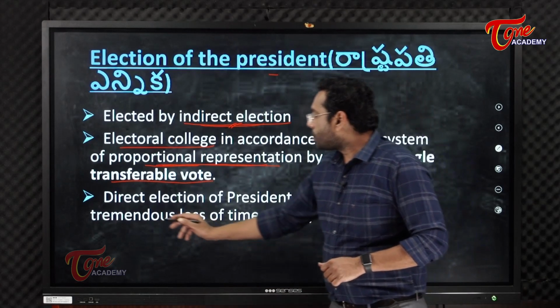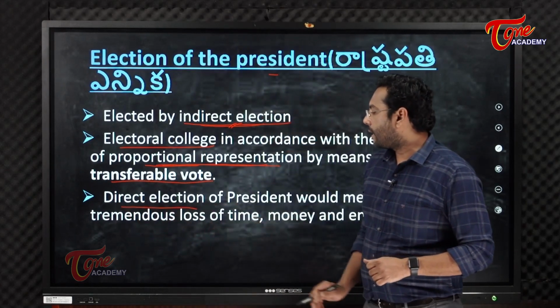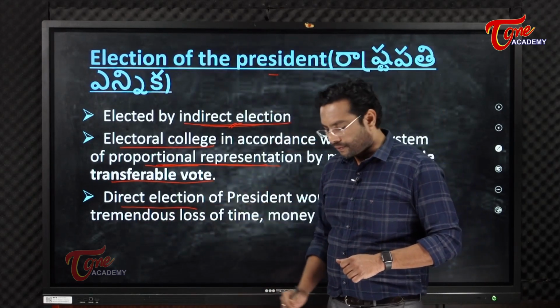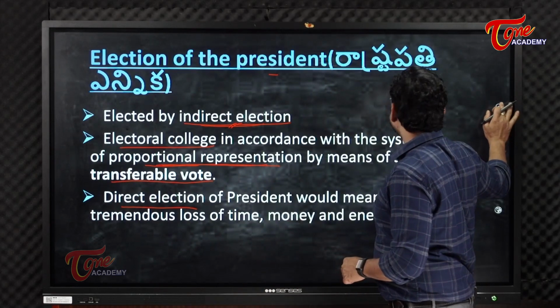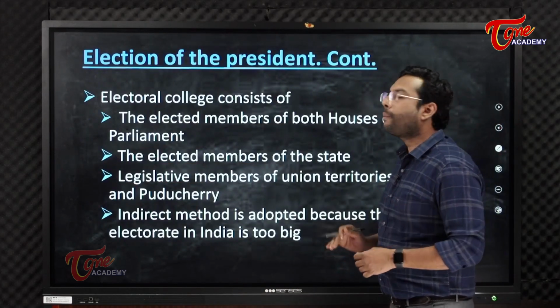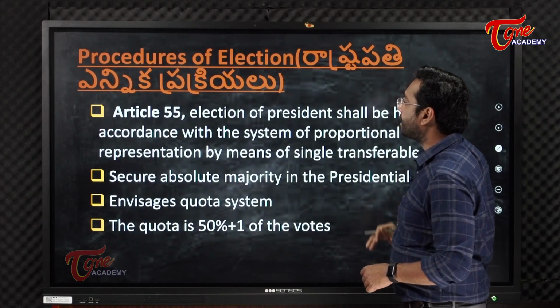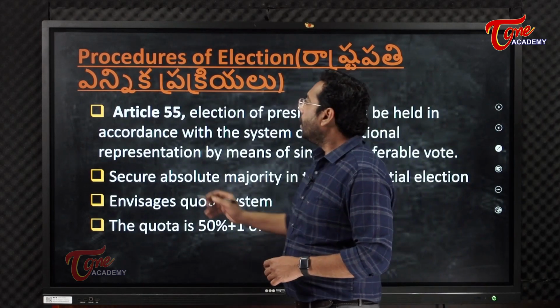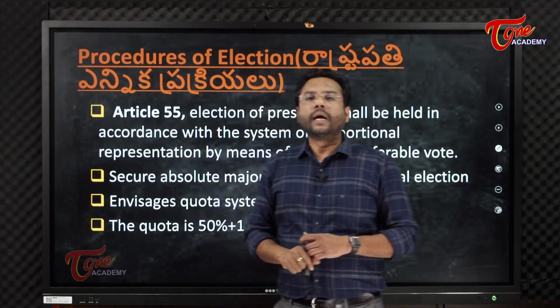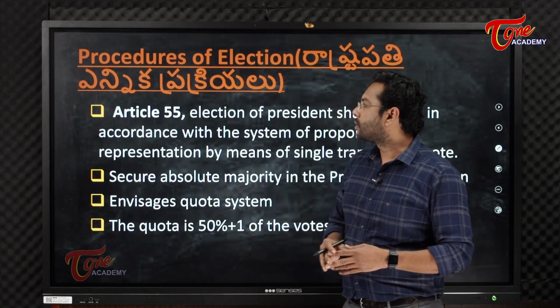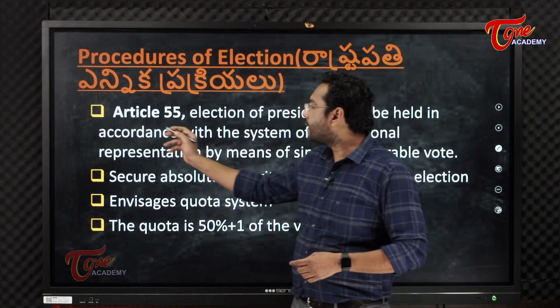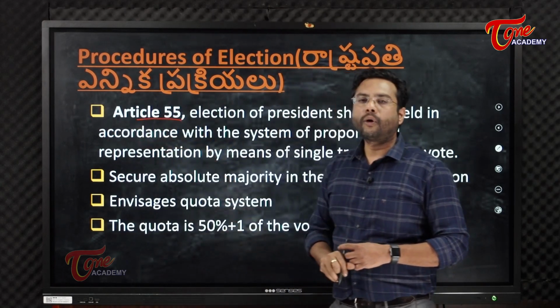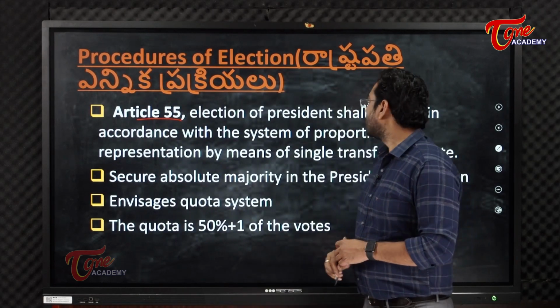So we have discussed why we have not gone for direct elections, because there is a loss of time and money, and it is not necessary also where we follow a prime ministerial form of government. So this is where the procedure of elections goes. The procedure of elections: Article 55 discusses the process of elections to the president.